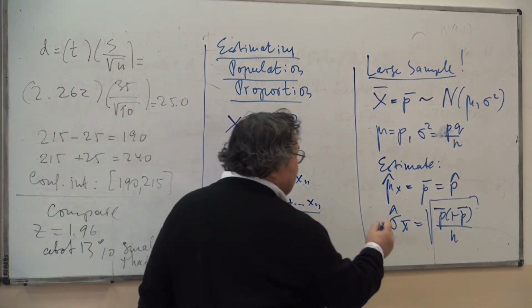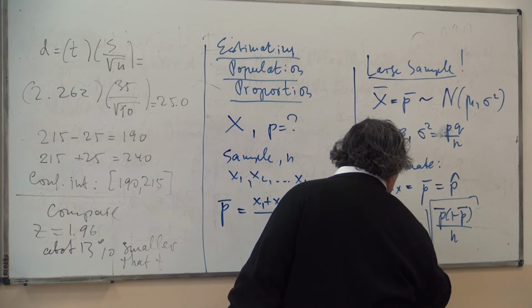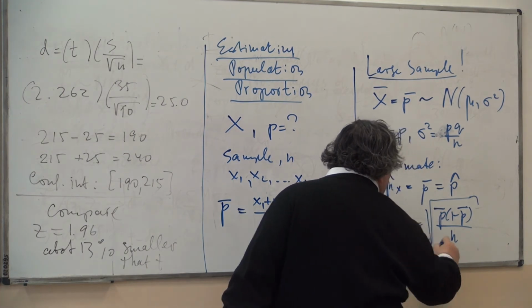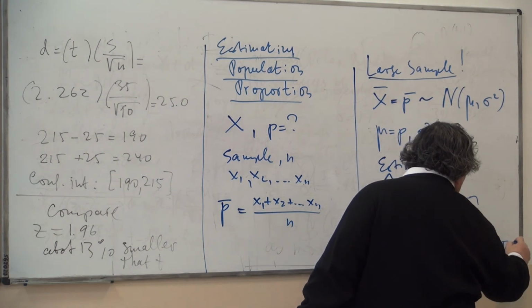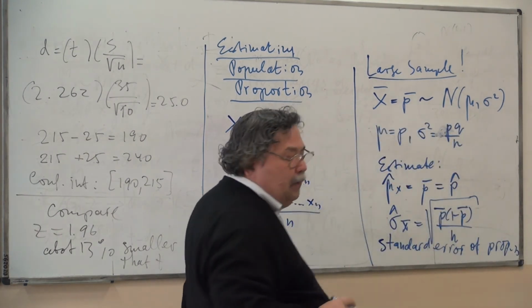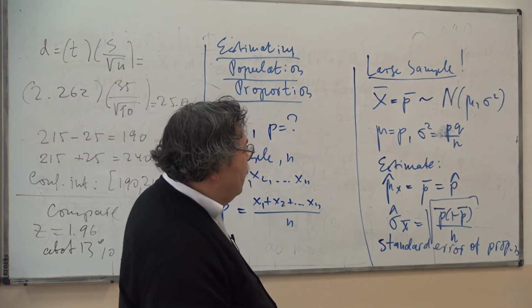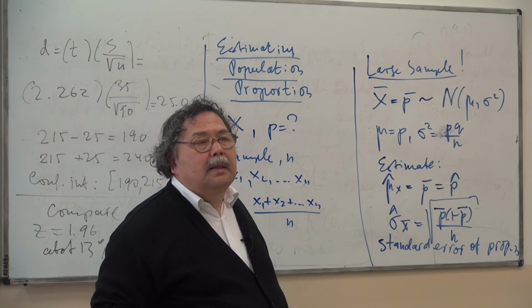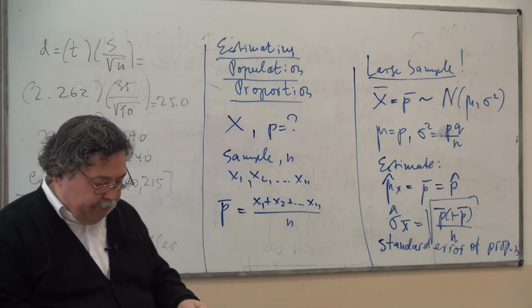By the way, what I didn't mention, there is a name for this. It's called standard error. Standard error of the proportion. When we talked about estimating mu, we dealt with a standard error. Sigma x bar is the standard error of the mean, and this one is the standard error of the proportion.